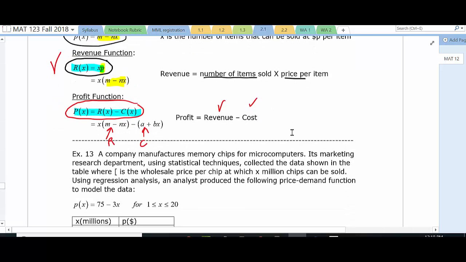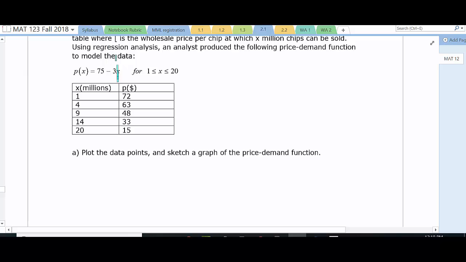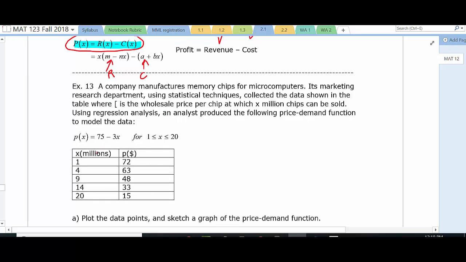So on this example, we're going to need the calculator to do this first part right here. We're going to do a scatter plot of this first of all. So first of all, what you're given on this is millions of dollars, and then that says x million chips can be sold, and then you have a price. This right here is, you might want to make a note of this, the price demand function.